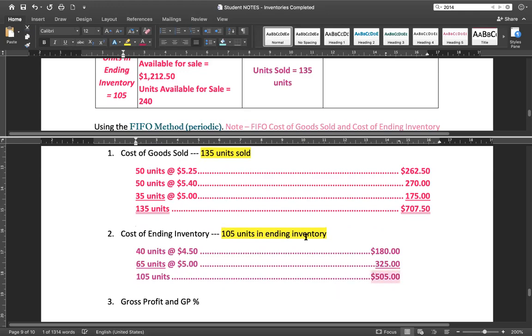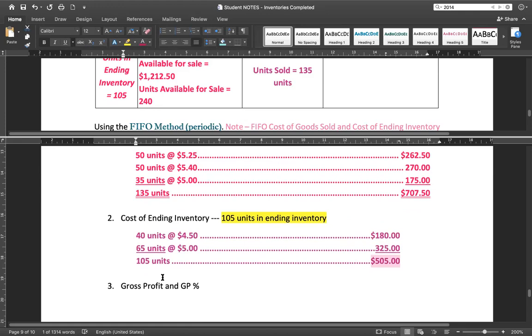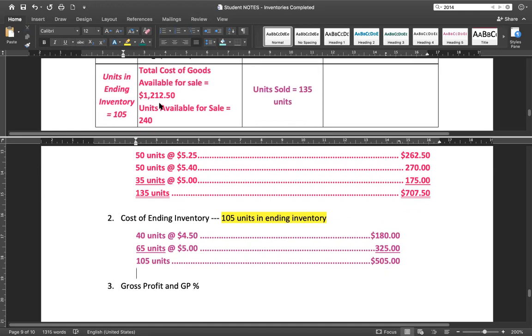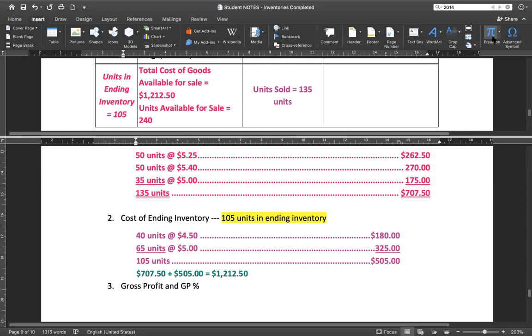Okay, so this is the cost of the ending inventory. All right, and remember I gave you that little trick step that we could do where we said we're going to add up the cost of goods sold plus the cost of the ending inventory and make sure that it equals the cost of goods available for sale. So the cost of the goods sold was $707.50 plus the cost of the ending inventory, which is $505. And when we add those up, we get $1,212.50. All right, so this is then our check.